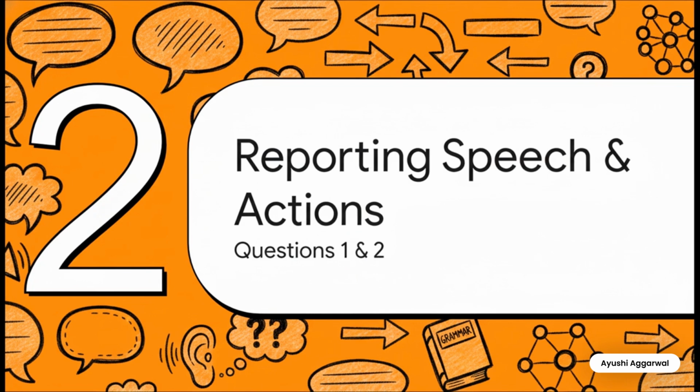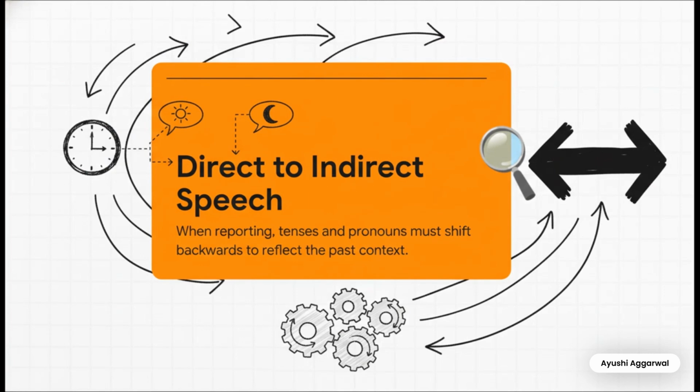First up, we're going to look at how to report something someone else said. This is a huge topic in English grammar, covering things like direct speech and phrasal verbs. Let's check out our first question. Okay, so for this first question, the most important rule to remember is backshifting. You see, when you're reporting what someone said, you're usually talking about something that happened in the past. Because of that, you have to shift the tenses and the pronouns back one step, into the past.